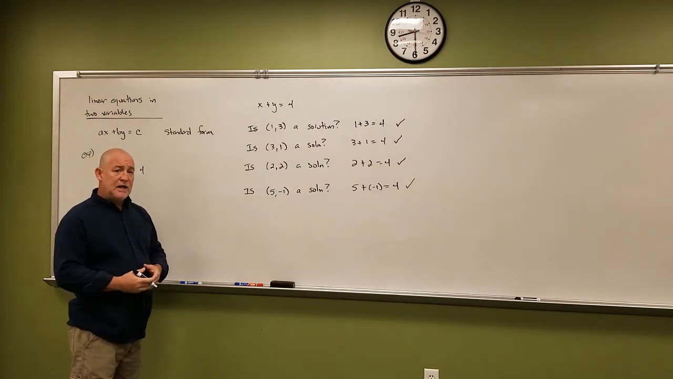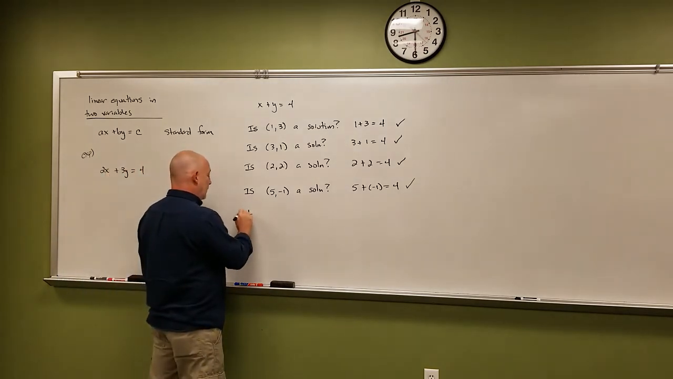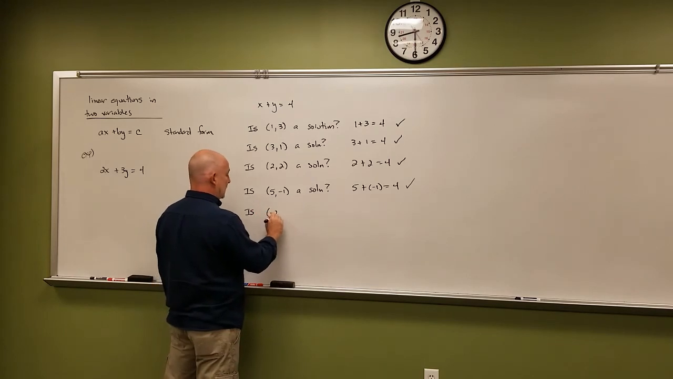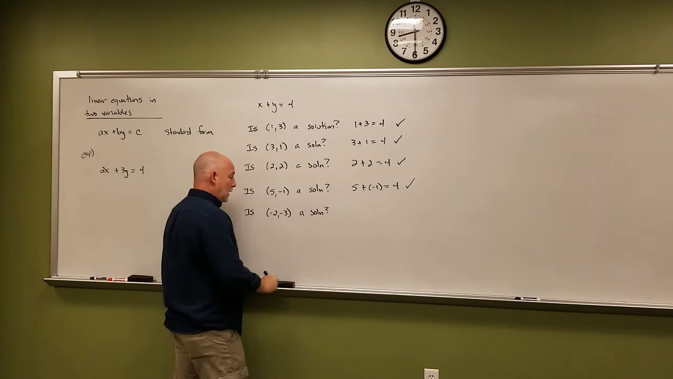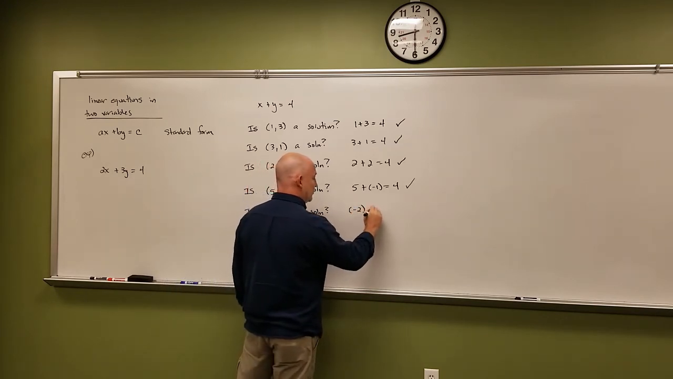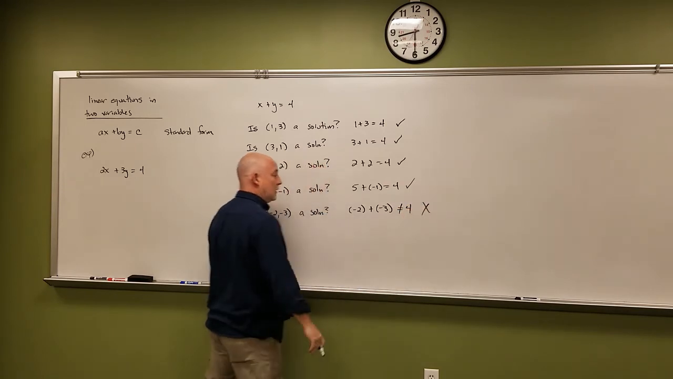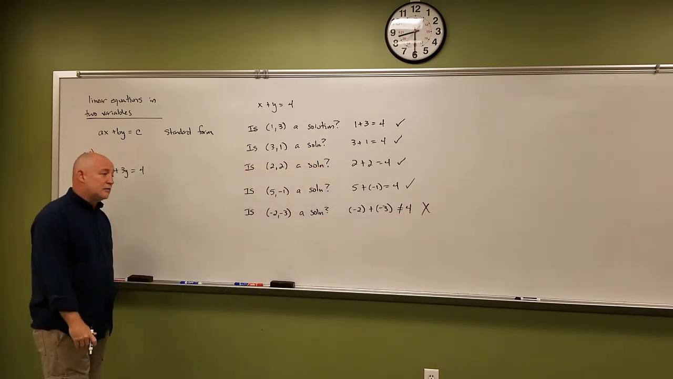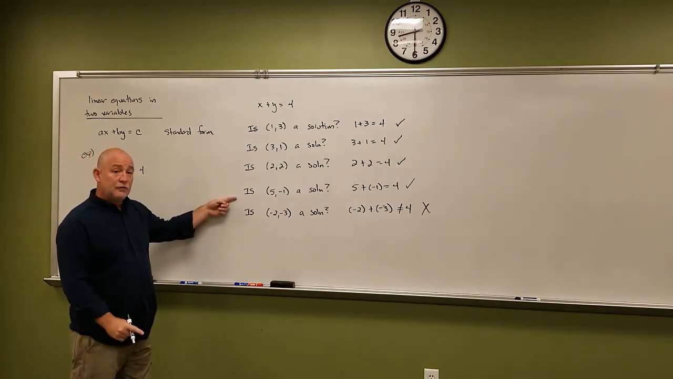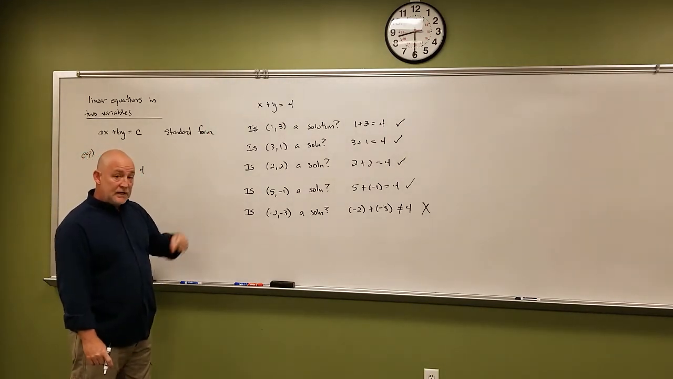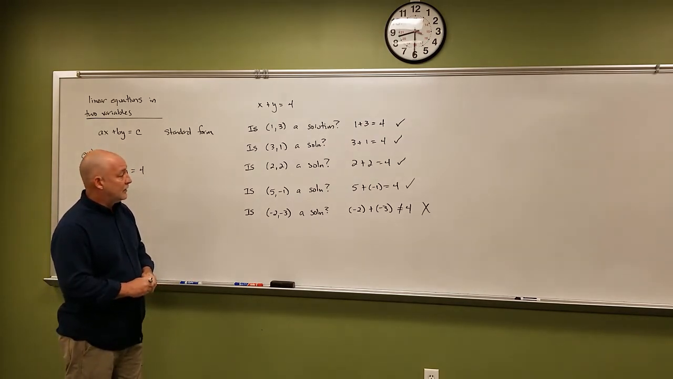But does that mean that every point is a solution? Well, the answer to that is no. If I were to take the point (negative 2, negative 3), that would be negative 2 plus negative 3. That is not 4. Okay, so we end up with a very interesting situation here. We have an equation that has an infinite number of solutions, but not everything is a solution. So how in the world are we going to represent that?